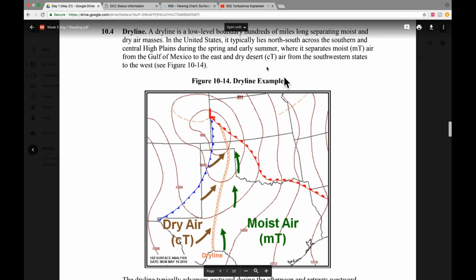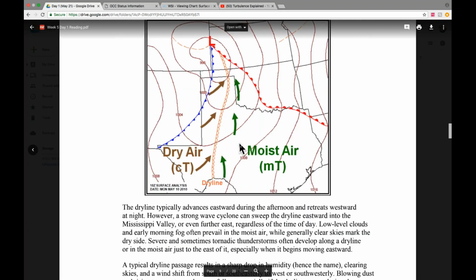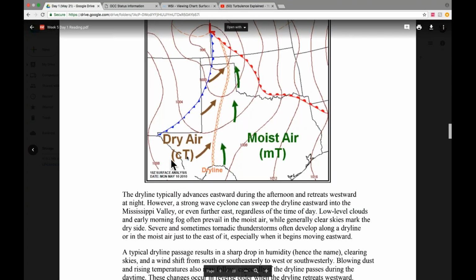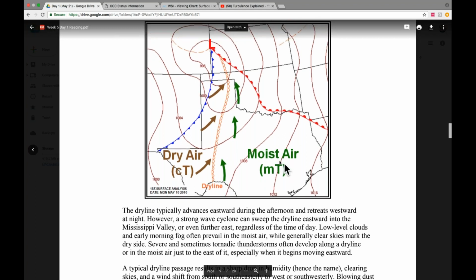Dry line is a low level boundary, hundreds of miles long, separating moist and dry air masses. Like I said earlier, it typically appears over Texas, in the south there. But as you can see here, it comes from the continental tropical and the maritime tropical air mass systems.